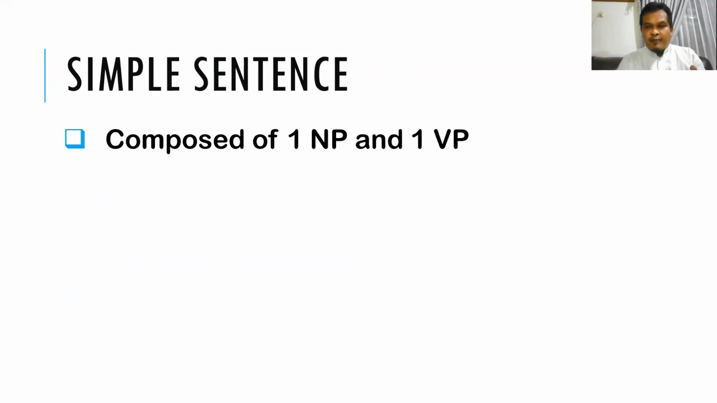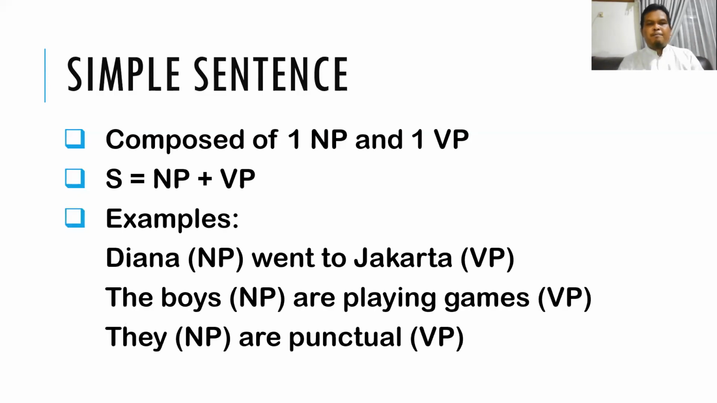So, a simple sentence is composed of only one NP and one VP, or one noun phrase and one verb phrase. So the structure is simple. Sentence is NP plus VP. Now, these are some of the examples. Diana went to Jakarta. So you can see that Diana here is the noun phrase and went to Jakarta is a verb phrase. So they constitute a simple sentence.